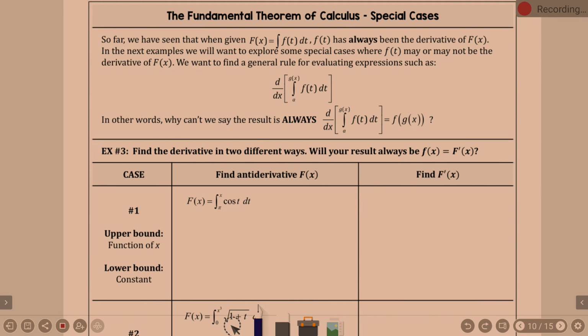So far, we have seen that when given f of x equals the integral of f of t dt, f of t has always been the derivative of f of x. In the next examples, we want to explore some special cases where f of t may or may not be the derivative of f of x. We want to find a general rule for evaluating expressions such as d dx, the derivative of the integral from a to g of x of f of t dt.